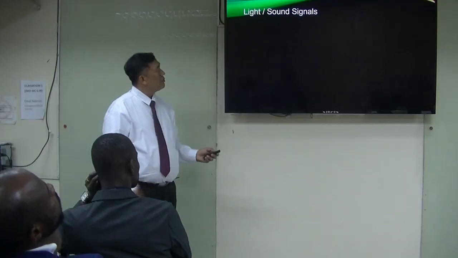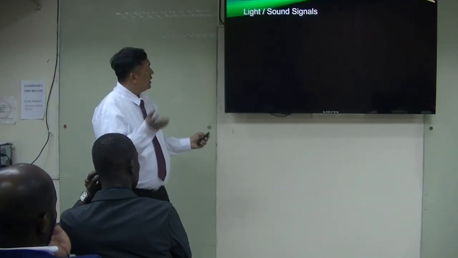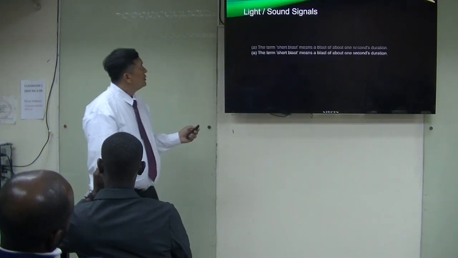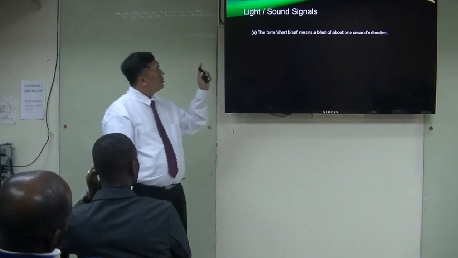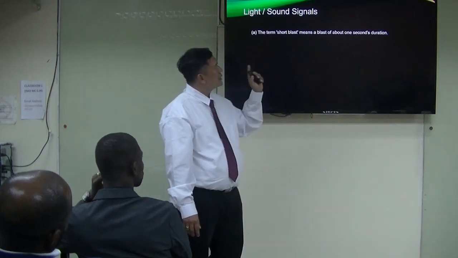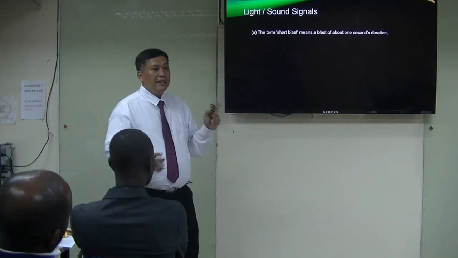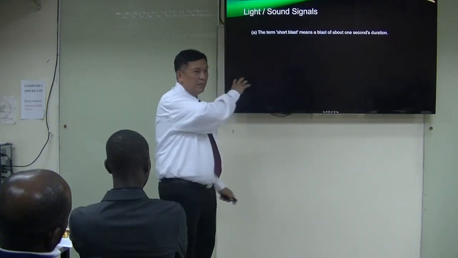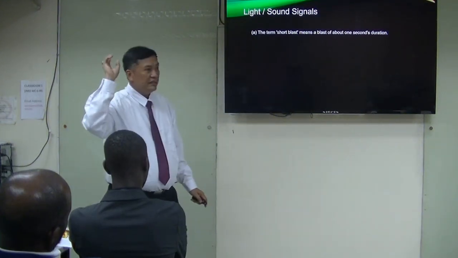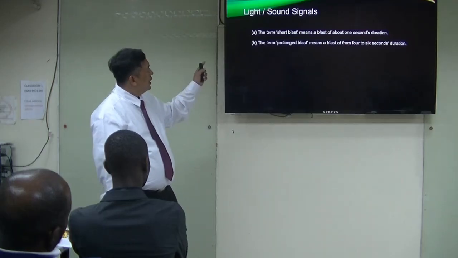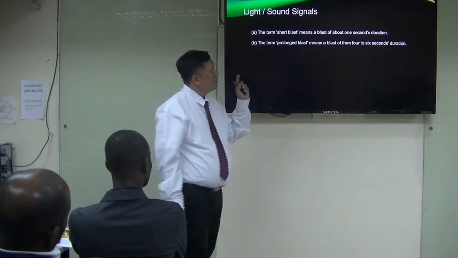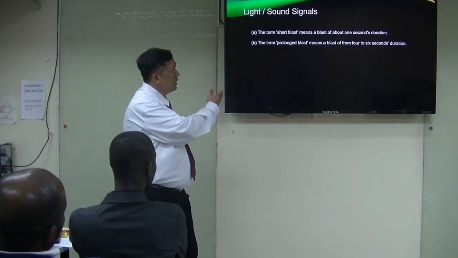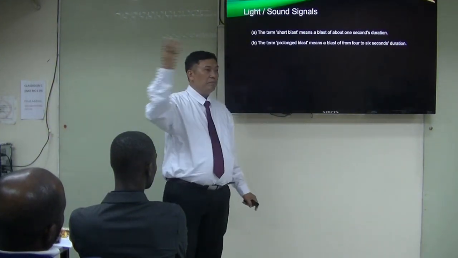So let's talk about the light and sound signals, but actually we are focusing only on the light. The term one short blast means a blast of about 1 second's duration. In light it is just one flash. So same as the sound and same as in flash. So we have the term prolonged blast, which means a blast of 4 to 6 seconds duration. So same as what I'm saying with a blast or flash.